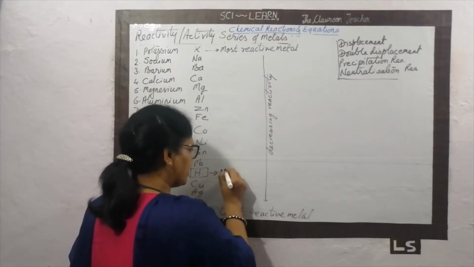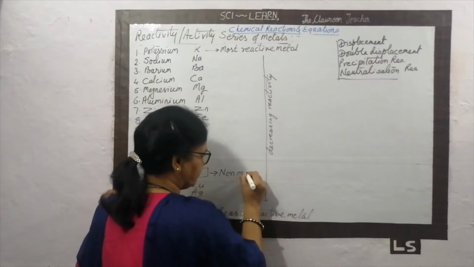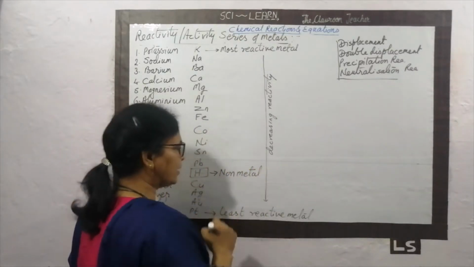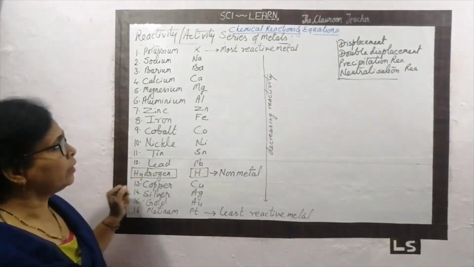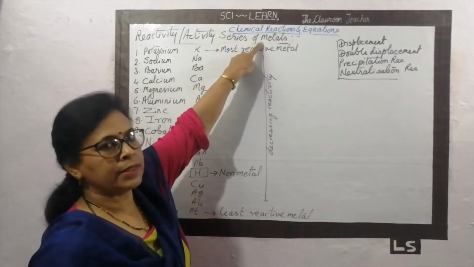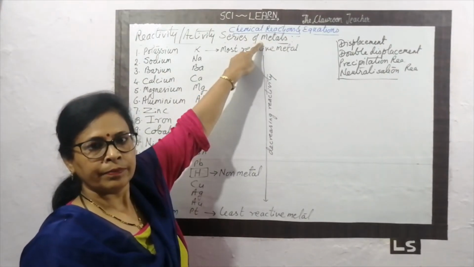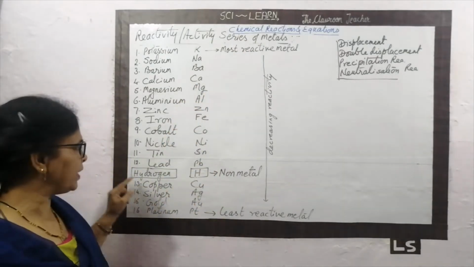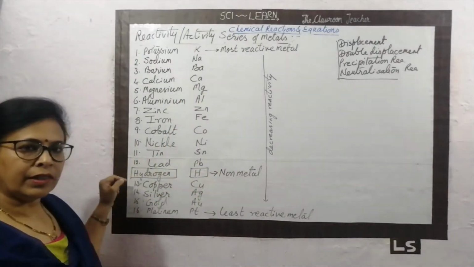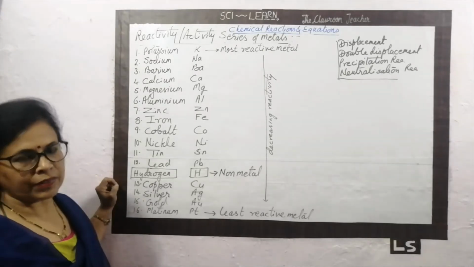Hydrogen is not a metal. It is a non-metal. Now the question is: if hydrogen is a non-metal, what is the role of hydrogen in the series of metals? Hydrogen is a non-metal, but it is placed here with the metals. Why is it placed with the metals?